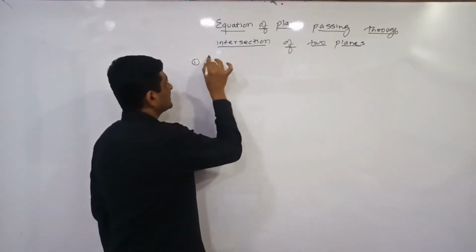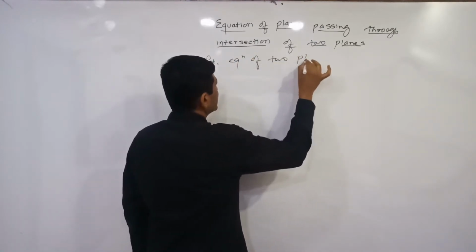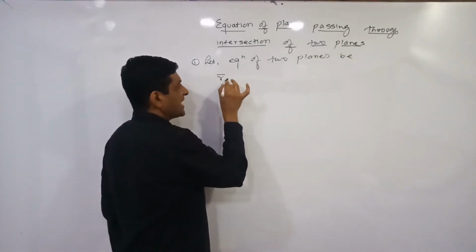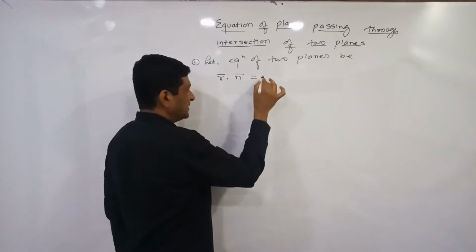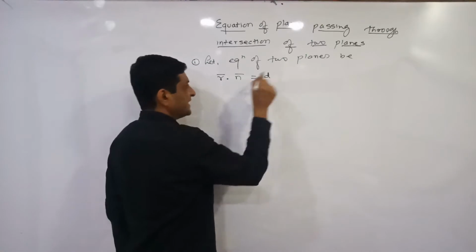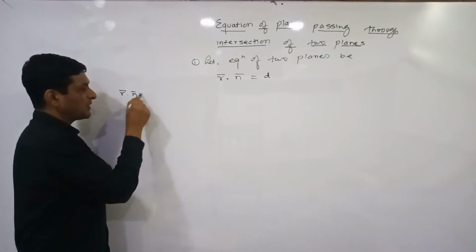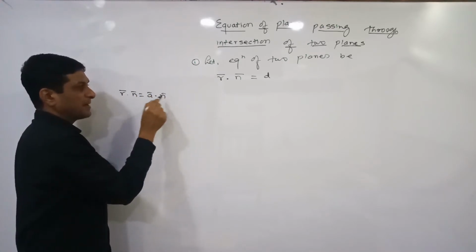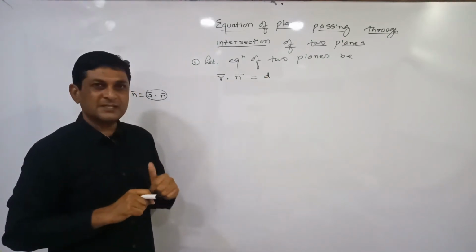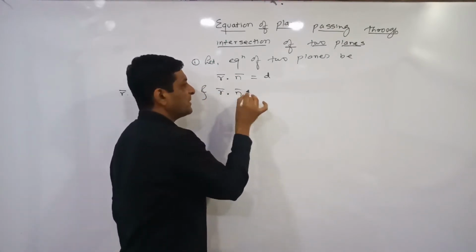So let the equation of two planes be as follows. The equation of the first plane is r bar dot n bar is equal to, let us denote this value by d, a scalar. Already we know that the equation of a plane can be found by applying this formula: r bar dot n bar is equal to a bar dot n bar. On this side, the dot product of two vectors is a scalar quantity, and here I am denoting the scalar by d. And the equation of the second plane is r bar dot n bar is equal to d.